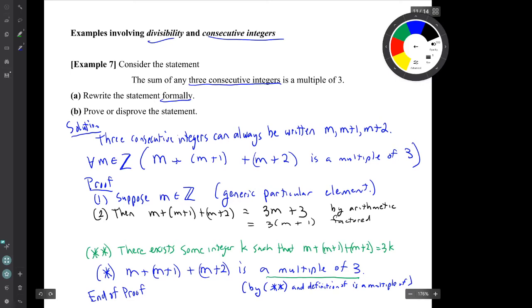So we're almost there. We need to have 3k. What we have is 3 times the quantity m plus 1. So now it's clear what we should do. We should introduce our k. Now we have to introduce our k and be clear that we know that k is an integer. It's because m is an integer.